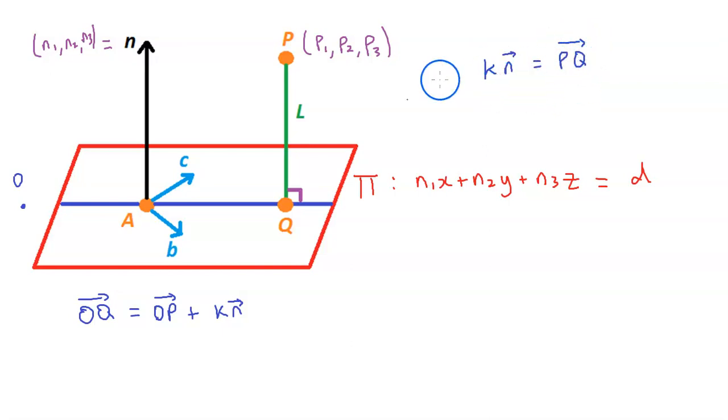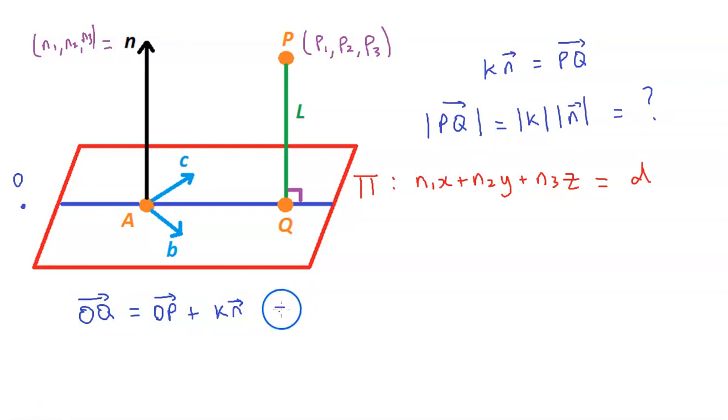Now remember, the goal here is to find the length of PQ, which we can see here is equal to the absolute value of K times the length of n. So now all we got to do is find K. Alright, so OQ is equal to OP plus Kn, which is equal to P1 plus K times n1, P2 plus K times n2, and P3 plus K times n3.